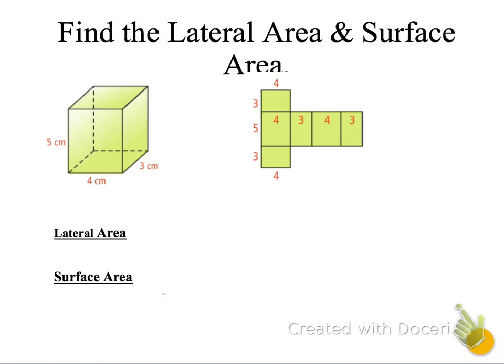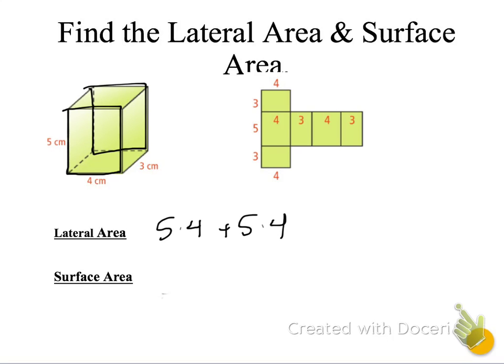Okay, so find the lateral area and surface area. So lateral area, we said you take the area of all of the outsides. So I can see that this outside is going to be that 5 times 4. Okay, that back side is the same thing. So another 5 times 4.